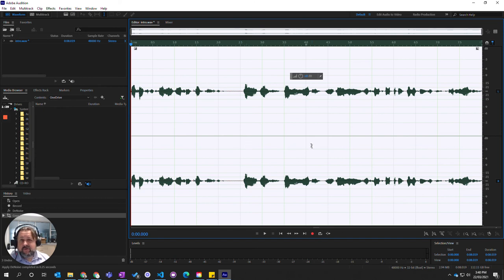So it's the two options. One is to get rid of the sound that you don't want, and the second option is to keep the sound that you want and get rid of the rest. So that's our two ways of cropping in Adobe Audition.